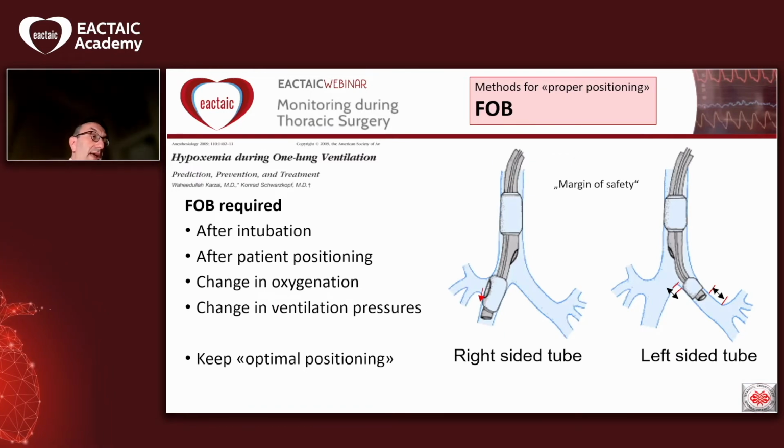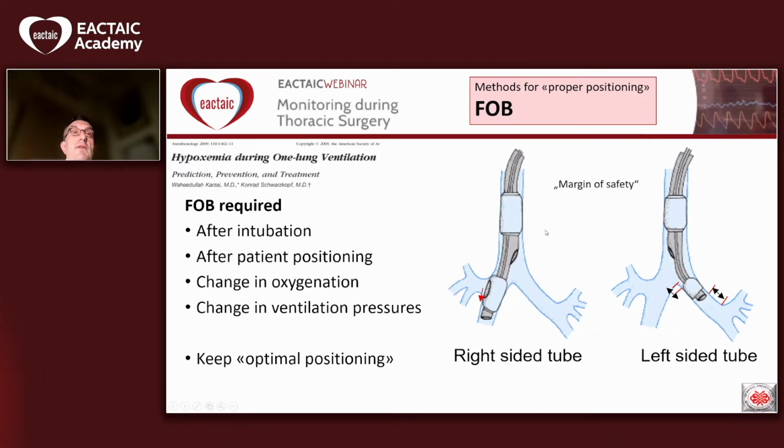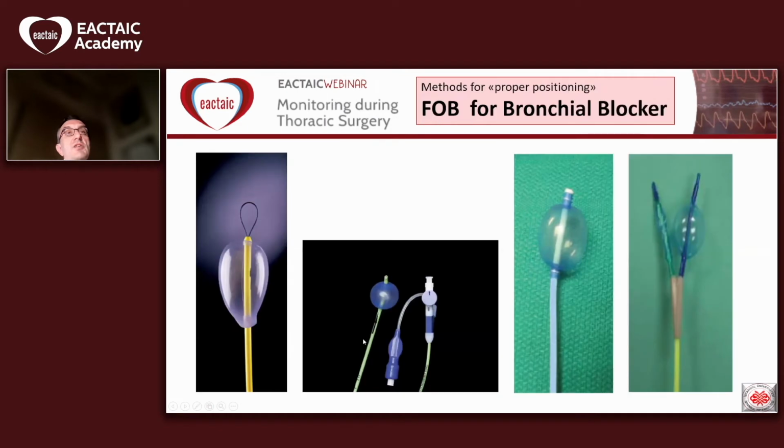Obviously, we have a margin of safety here, but this margin of safety is quite limited, especially if you are dealing with the right-sided tube. The margin of safety is very limited. Therefore, you would need a fiber optic bronchoscopy after intubation, after positioning the patient to the lateral decubitus, after change in oxygenation and change in ventilation pressures.